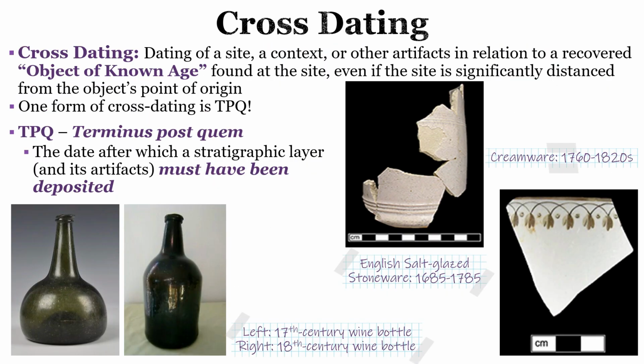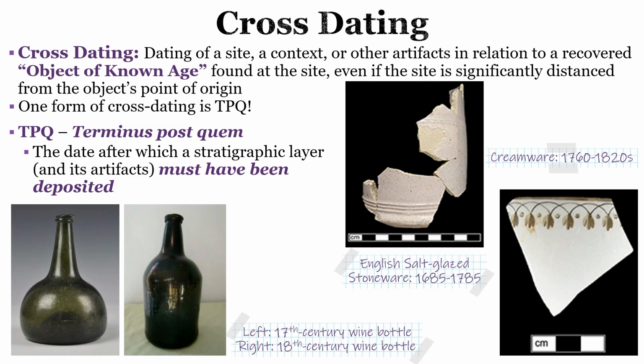The next term that I'd like to discuss is cross dating. You've already seen this term come up a little bit so far in the slides, but now we're going to define it. So cross dating is the dating of a site or context or even other artifacts in relation to something that we already have a fixed point on. We refer to this as an object of known age because, as we've discussed before, archaeologists are bad at naming. So this object of known age, as you can probably figure out, is an object that we know the age of. And so we use this on a site to help us figure out how old other things are.